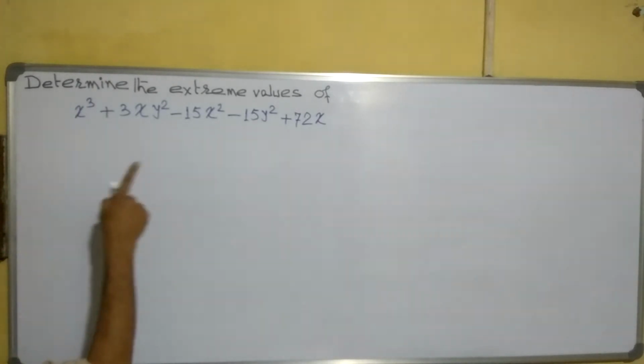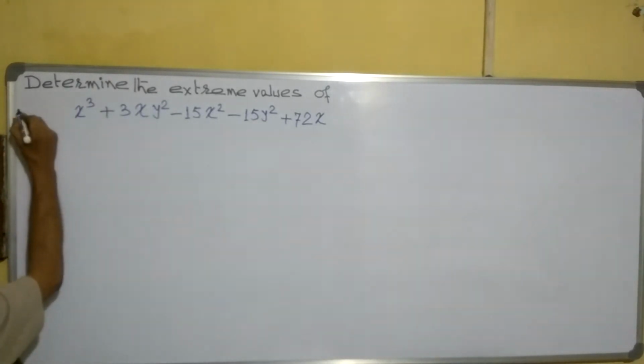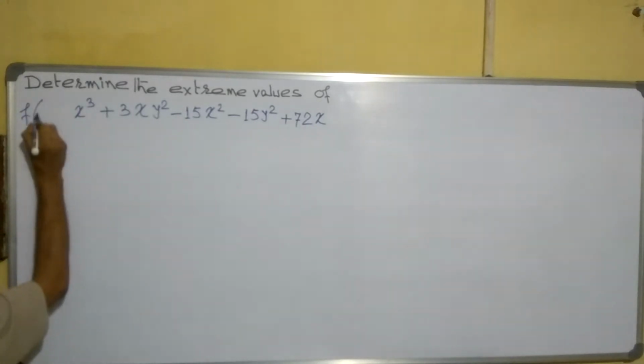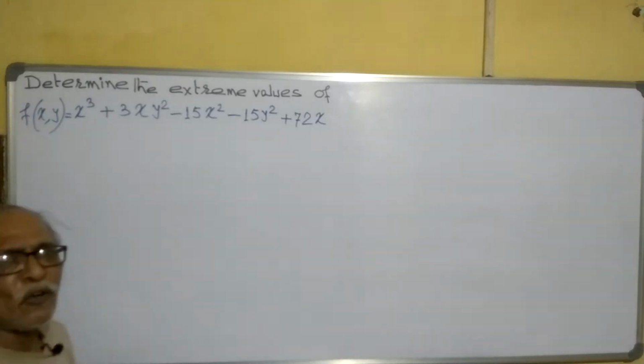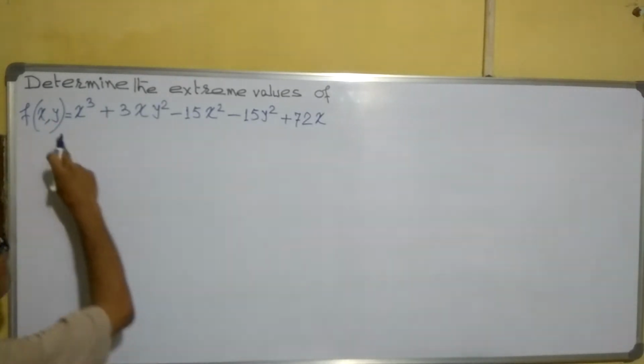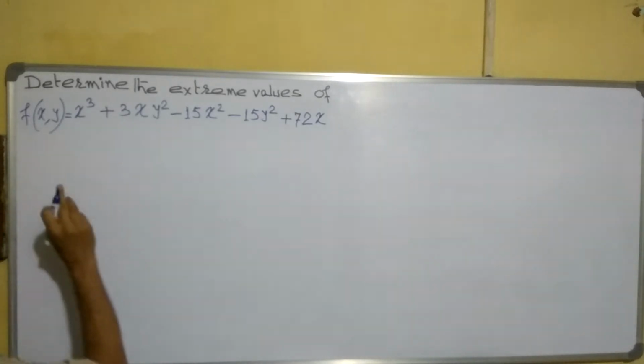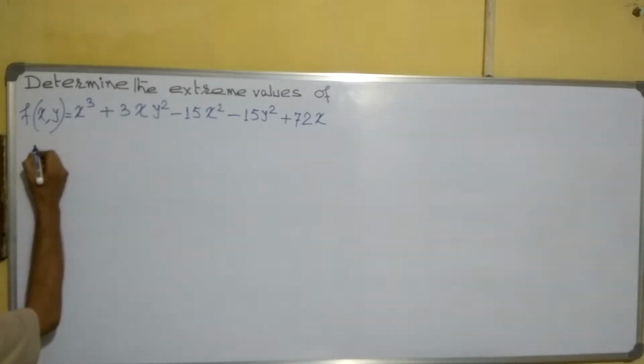Determine the extreme values of this function. That is, let us assume this is a function of x and y. We have calculated for a single value. Now it's a function of x and y. In this case, we will do partial derivatives.